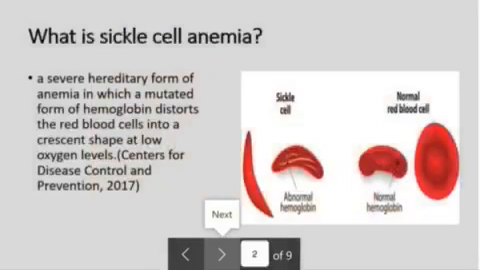Hemoglobin typically consists of 4 protein subunits: 2 alpha globin, which is produced by the HbA gene, and 2 beta globin, which is produced by the HbB gene. People with sickle cell anemia have a mutation specifically in their HbB gene.